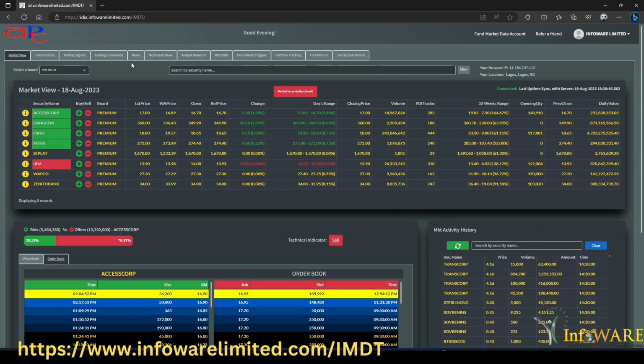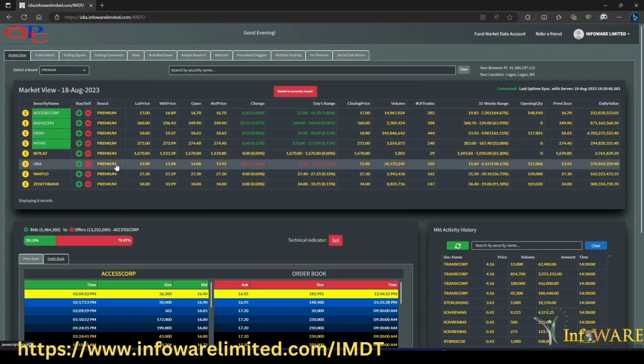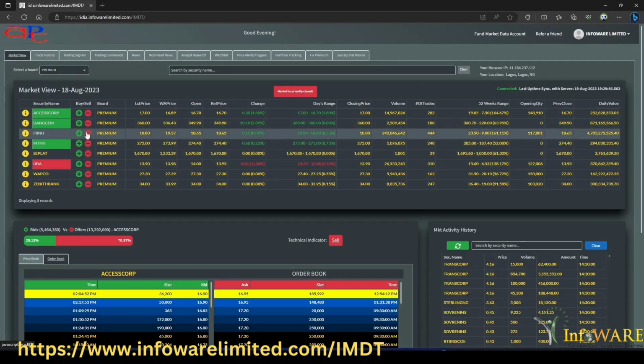Let me take you to some other areas. Trade history shows the trades that have happened. Oh, by the way, just so I don't miss this: the plus and minus signs allow you, if you are registered with a broker already, to trade right from here. Like I said, it provides a combination of the best trading experience, technical analysis, and fundamental analysis, all rolled into one. The goal is to enable traders, especially professional traders, to make profitable trades.